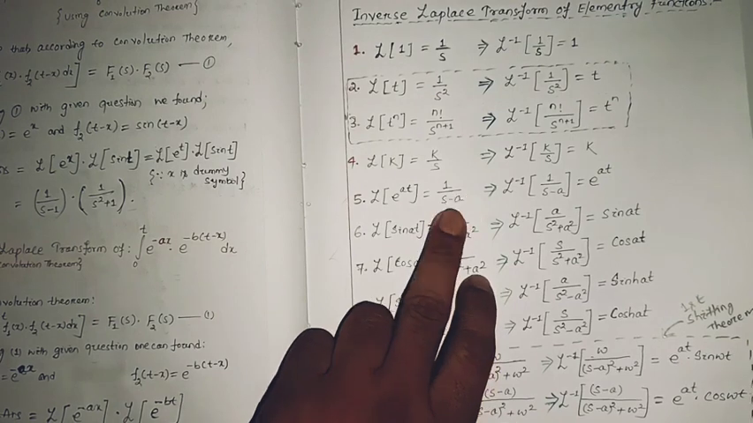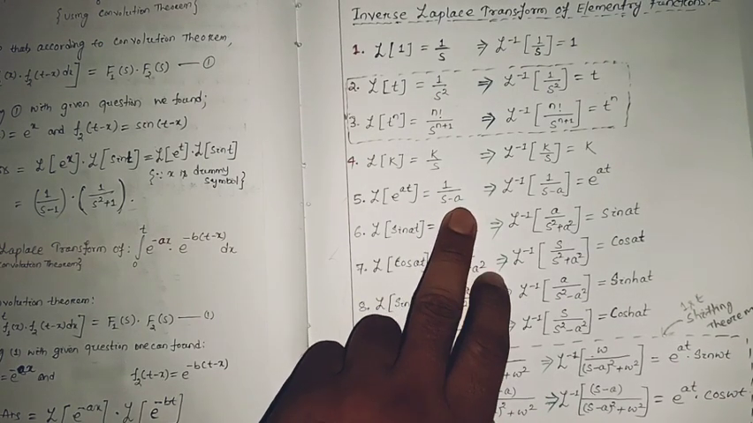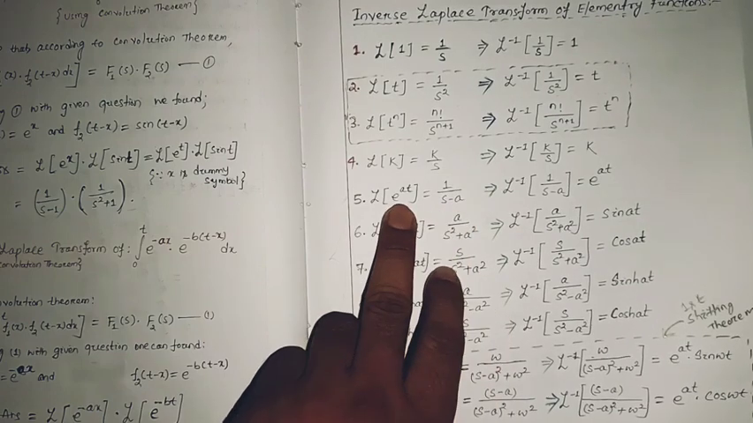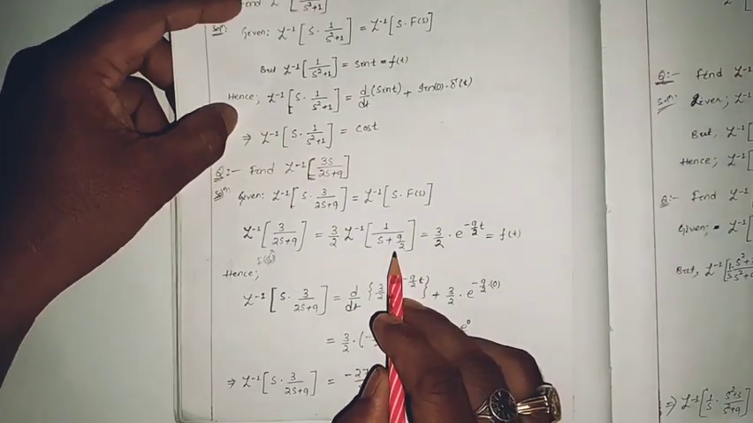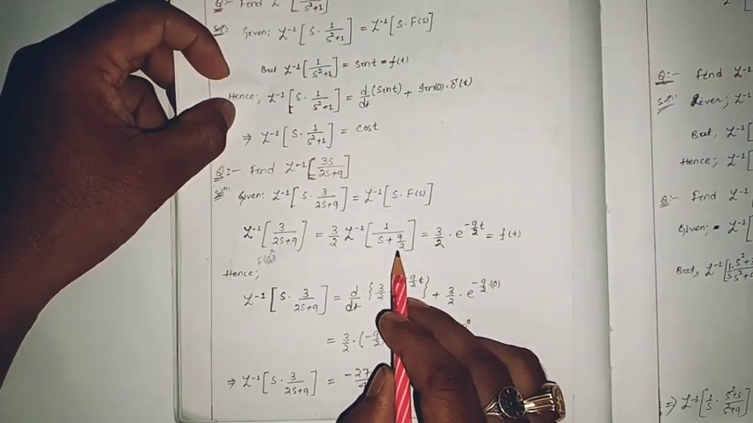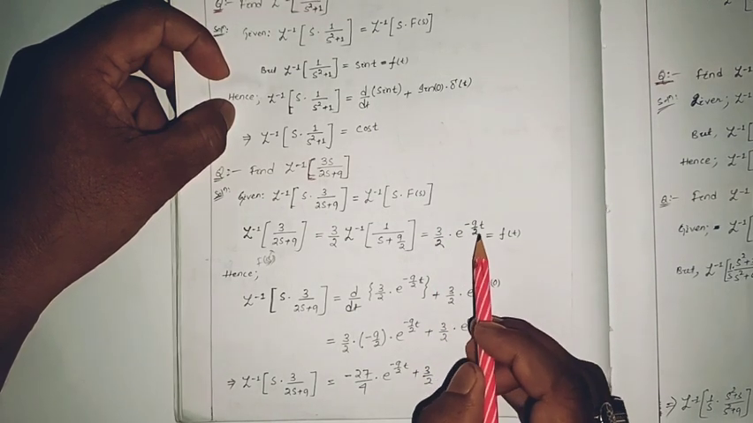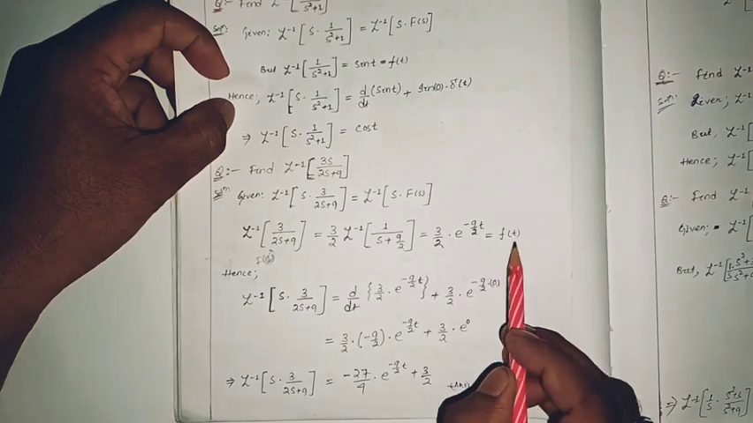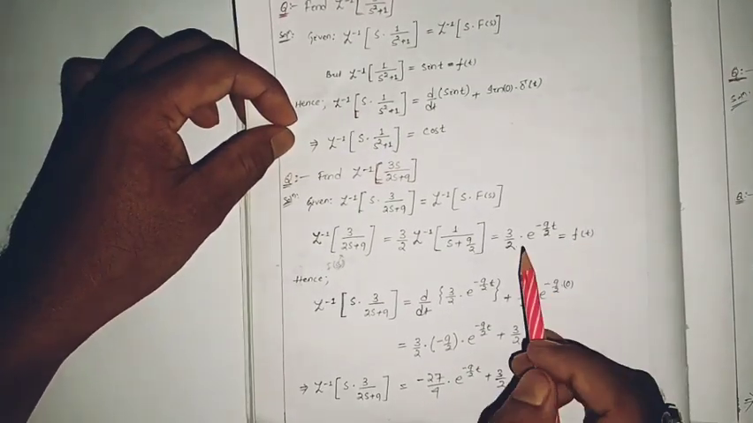So here, if I compare this 1 by s minus a, its inverse Laplace transform will be e to the power at. Here a is your minus 9 by 2. So the answer will be 3 by 2 into e to the minus 9 by 2 t. So this is your f of t, what we were searching for initially.